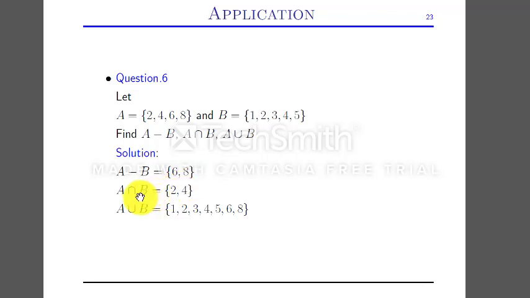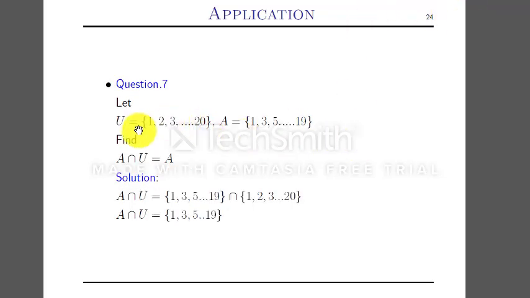From A intersection B, write down the common elements, which are 2 and 4. And A union B, all the elements. The overlapping elements we write once, like 2 and 4 we write once, and the remaining elements which lie in either set. So A union B contains elements that belong either to A or to B.